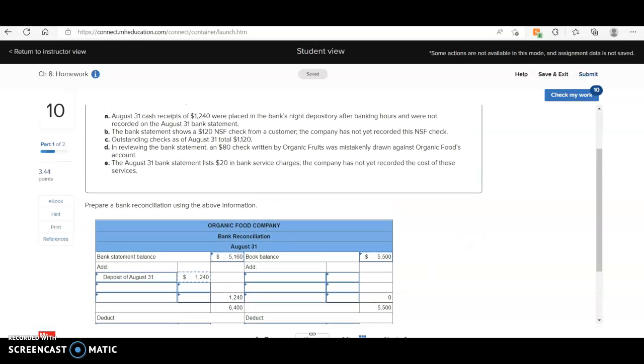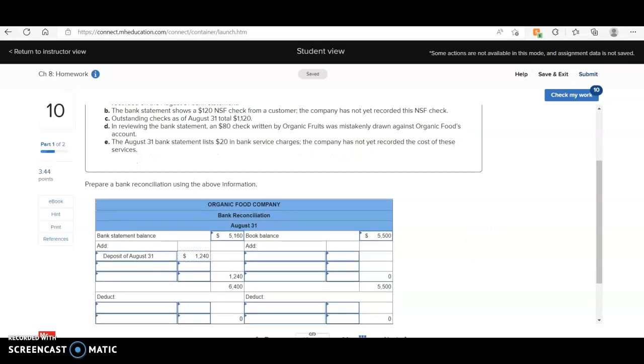So we know we have some more reconciliations to do. So we're going to go into B. B says the bank statement shows a $120 NSF check, which means that a customer wrote us a bad check. If we look back to our number 8 that we did, we can see that NSF checks are book side adjustments, and it's going to deduct because the customer didn't pay us. So we have to subtract that from our balance. And that's going to be $120 that we're going to subtract from that balance.